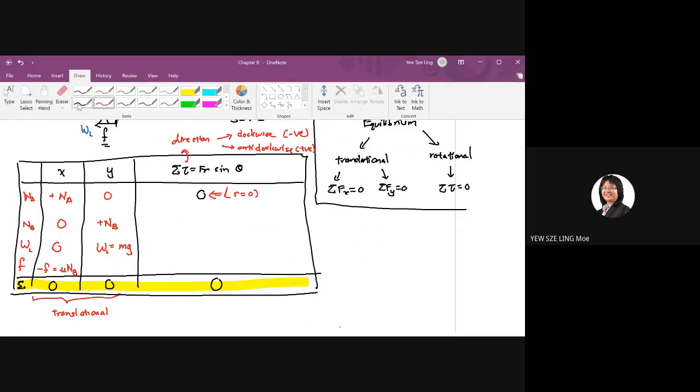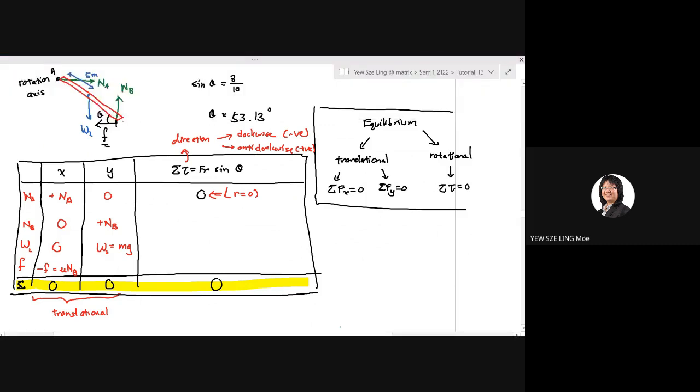Okay, and then the second thing, NB, at point B. The force is NB, so the torque is equal to NB times R, and the R from the rotation axis to point B is 10 meters. So 10 meters times sine, okay, now what is the angle? If theta is 53.13 degrees, it means the other angle would be 36.87 degrees. So sine 36.87 degrees.